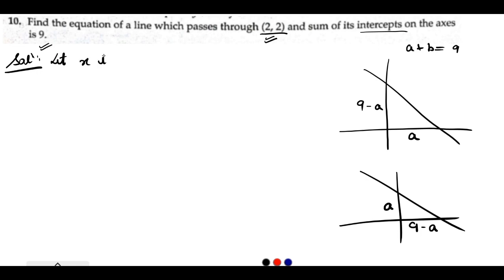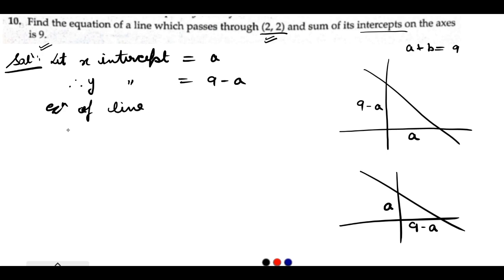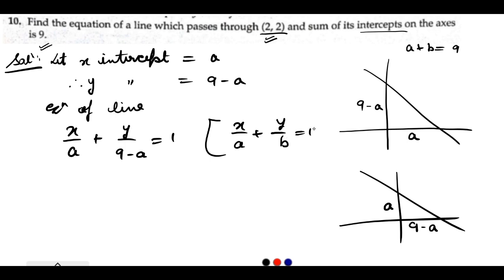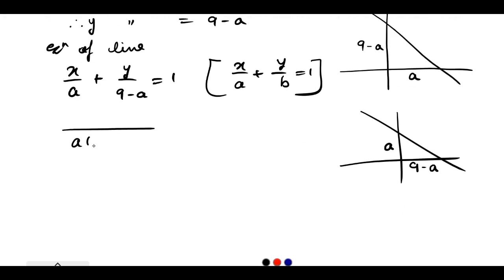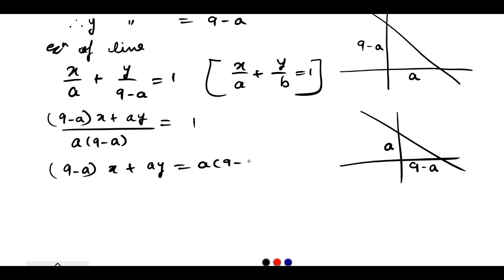Let x intercept be a, then y intercept is 9 minus a. Equation of line by intercept form: x upon a plus y upon (9 minus a) is equal to 1, which gives (9 minus a) x plus a y is equal to a(9 minus a).